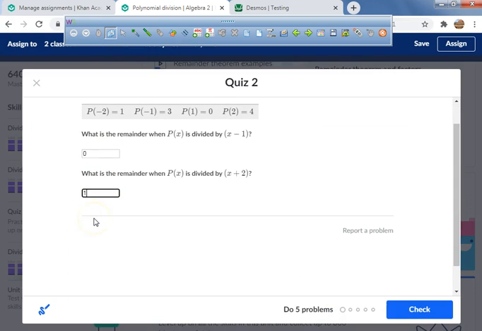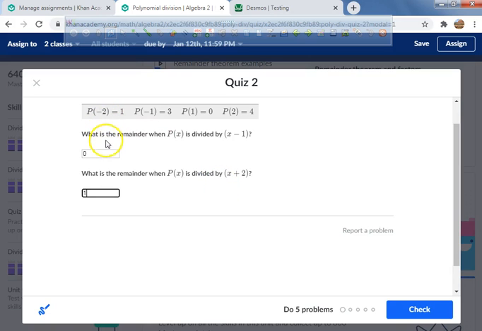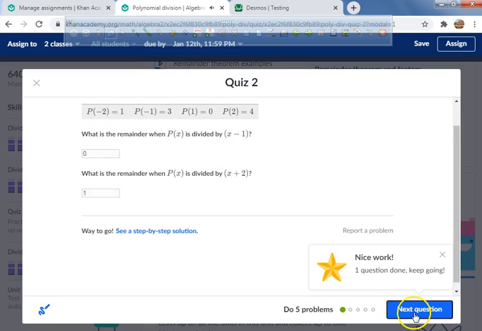0 and 1. Well, let me make sure I got that. So p of 1, yep, 0. Negative 2 is 1. I feel good about that.